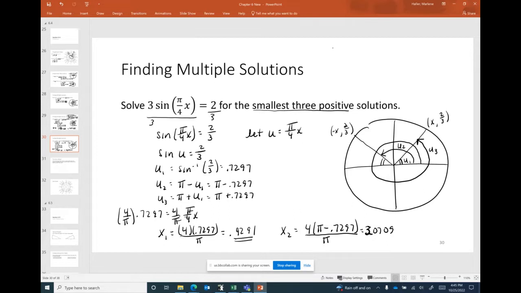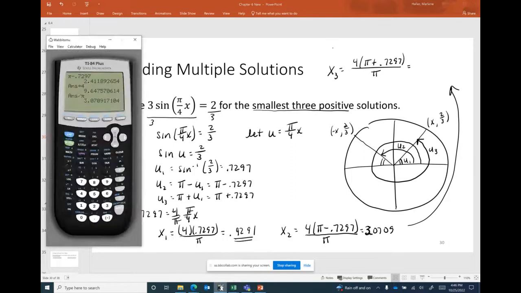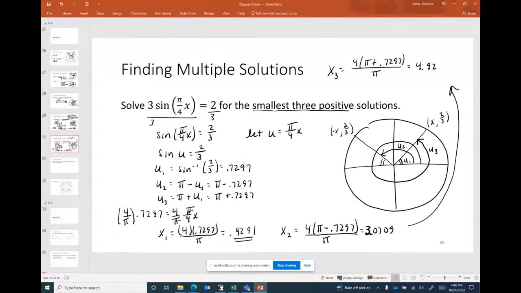All right, and now we need x sub 3. One more, right? Kind of out of room. I'm going to go way up here to find x sub 3. So I ran out of room. X sub 3 then is 4 times pi plus 0.7297 over pi. All right, we'll do it this way. Pi plus 0.7297. So that times 4 equals that divided by pi. 4.9291. Okay. So there's our three answers. 0.9291, 3.0709, and 4.9291.